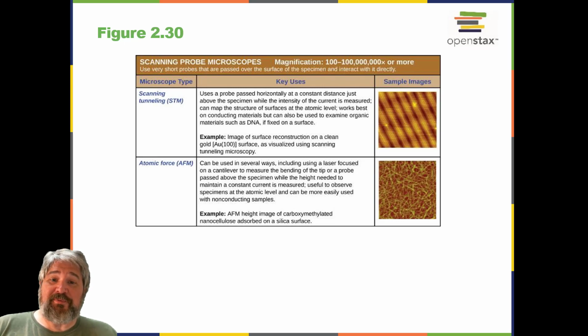Atomic force microscopes can be used in several ways, including using a laser focused on a cantilever to measure the bending of the tip, or a probe passed above the specimen while the height needed to maintain a constant current is measured. Useful to observe specimens at the atomic level and can be more easily used with non-conducting samples.